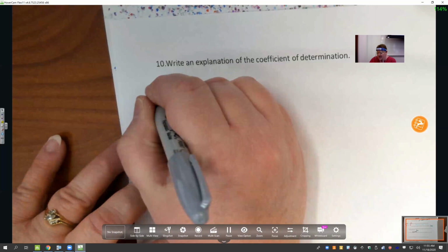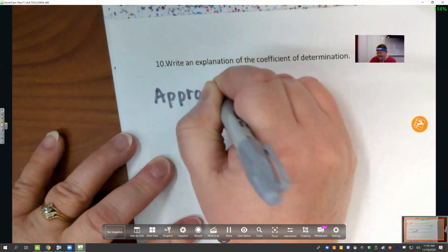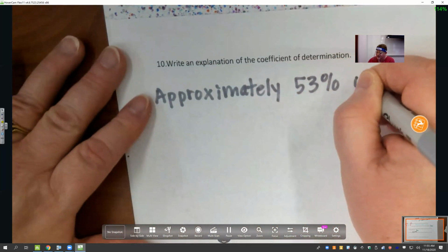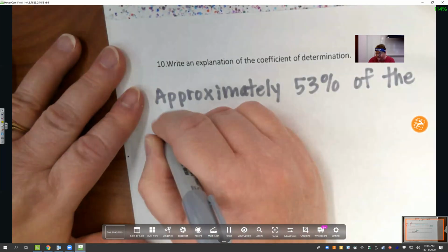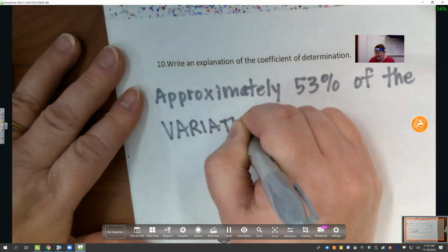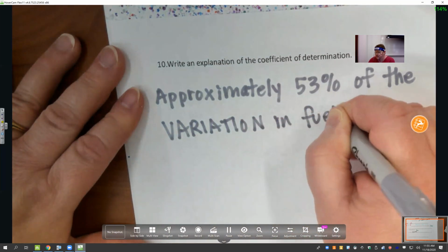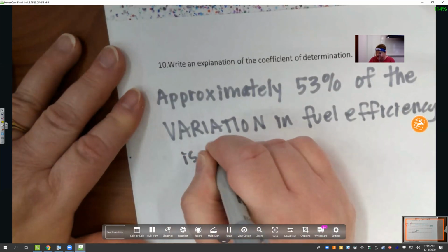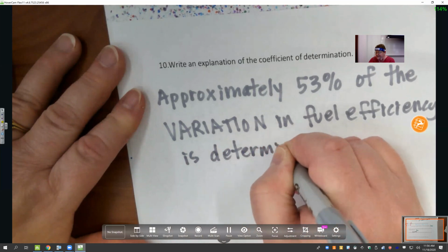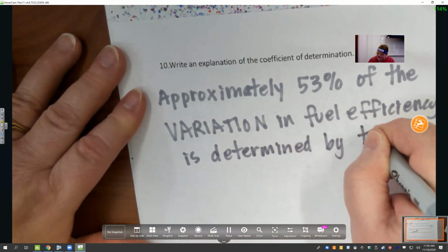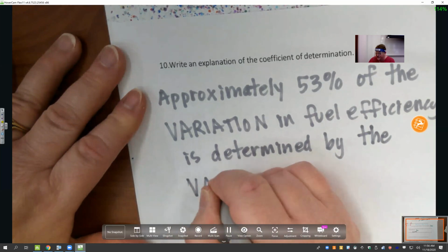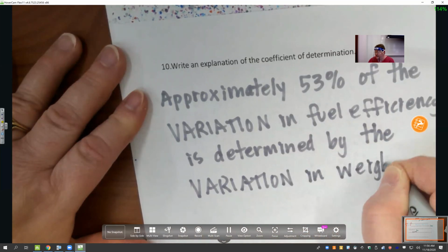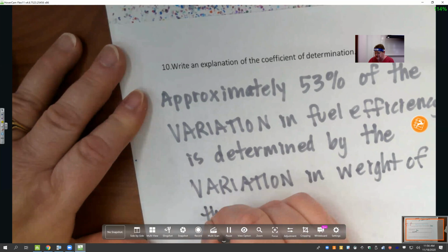We would say approximately 53% of the variation in fuel efficiency is determined by the variation in weight of the vehicle.